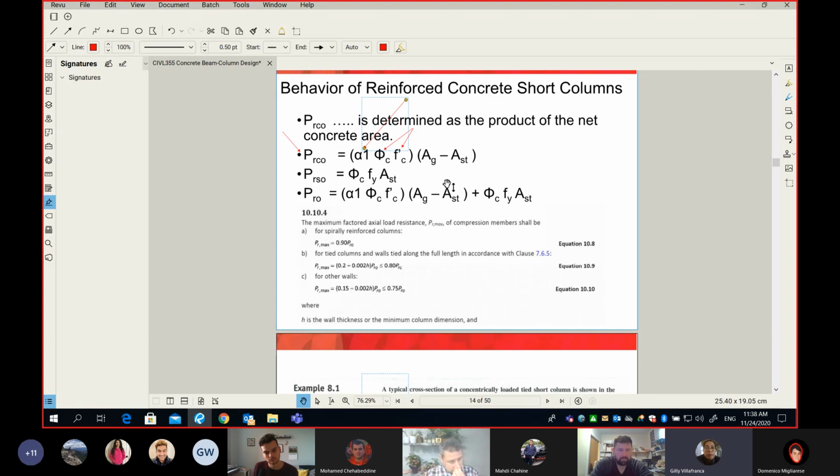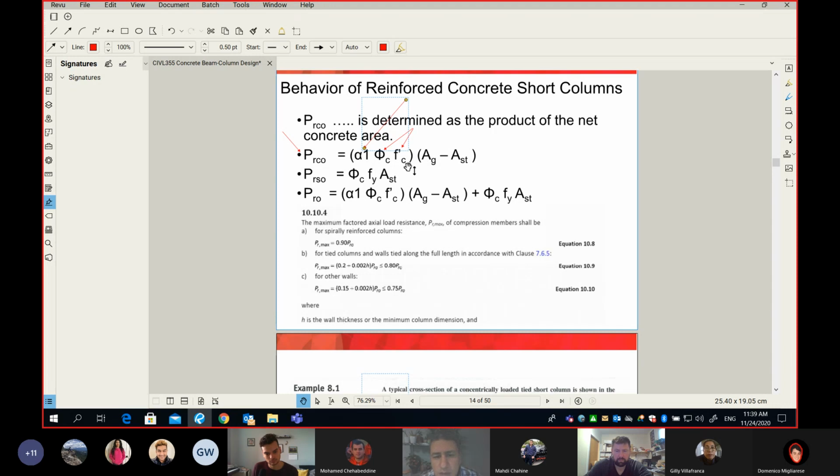That is the equivalent of the spiral. I mean, not spiral, but what kind of parabolic? Yeah, parabolic shape. And you can see we have the same problem here. We have a non-linear relationship between stress and strain, and that's why we used alpha 1 phi c f prime c.